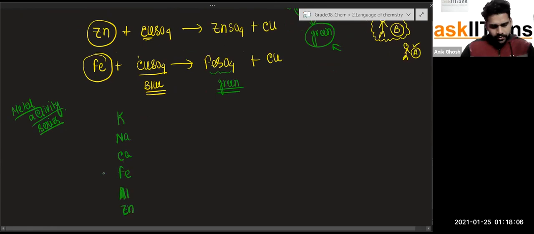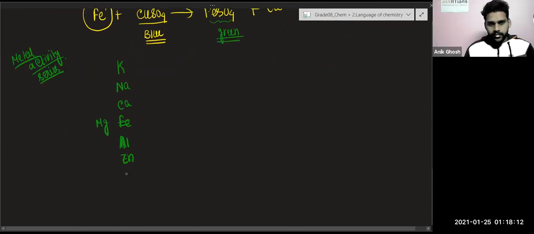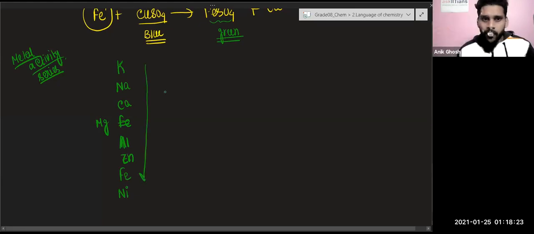This would be magnesium over here. Okay, so this goes on like that only. Iron should be here. There should be nickel. Okay, so this is an activity series. The more you go downwards, the reactivity decreases.